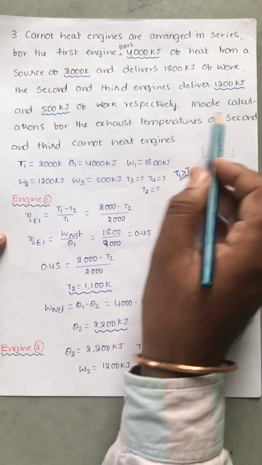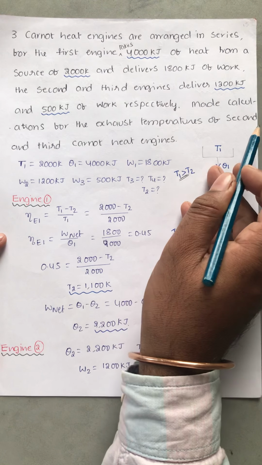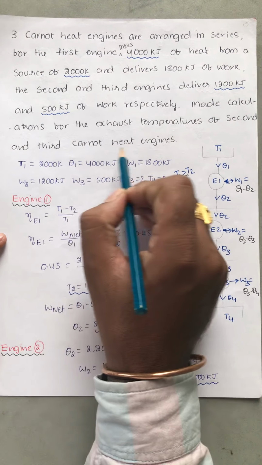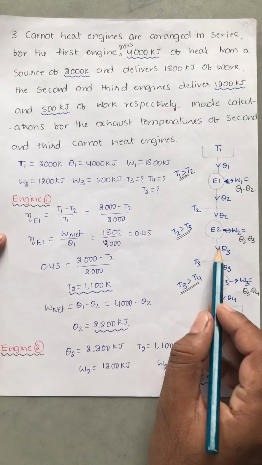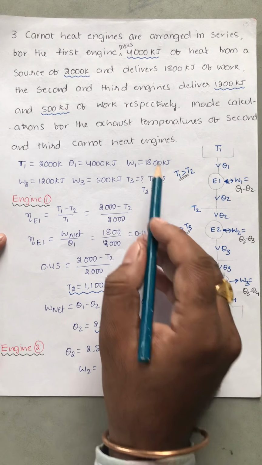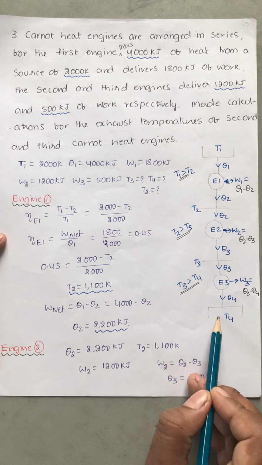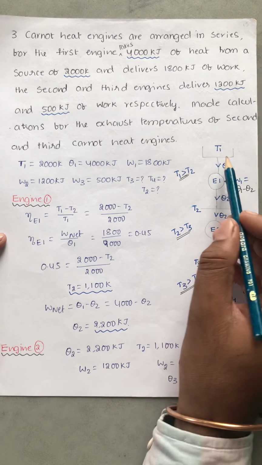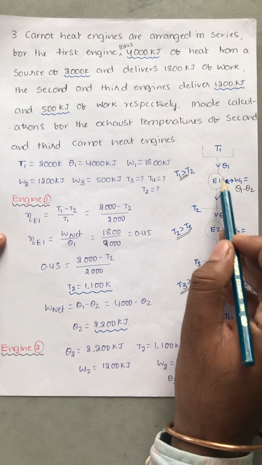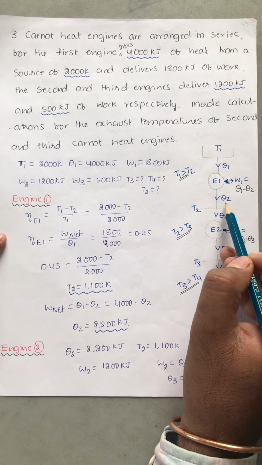Now, we need to make calculations for the exhaust temperatures of the second and third Carnot heat engines. So that means the second engine exhaust temperature is T3, the third engine exhaust temperature is T4. That we need to calculate. Now this is T1, T2. Between T1 and T2, engine 1 is there. Q1 and Q2 is the heat interaction.